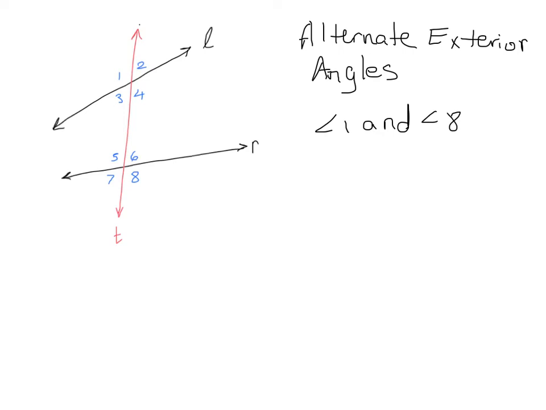are alternate exterior angles. And again, there's not just one pair, there's another pair here, and the other pair is angle 2, because again, that is exterior. And on the opposite side, but not adjacent, we have angle 7.